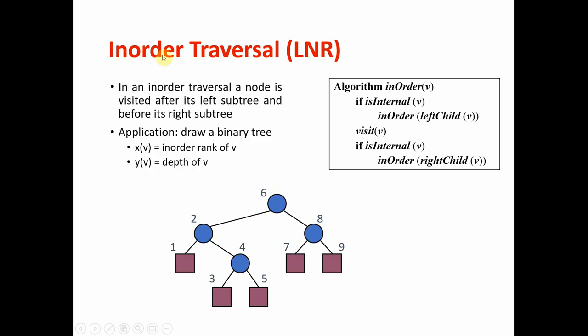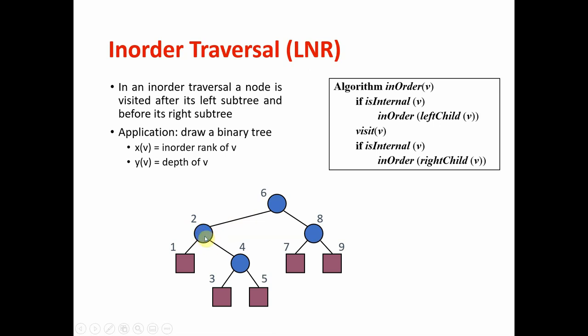Now, the in-order traversal, the node is going to be visited or displayed after all its left subtree nodes and before all its right subtree nodes. Okay, so then we start from here. This is the root. We always start from the root. Okay, can I display the root? No, because I have to first display all its left subtree nodes, right? So I go left. I go to the left subtree.